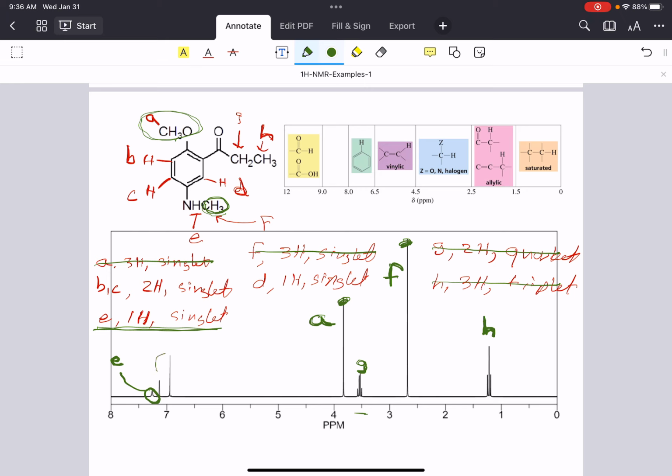The remaining signals in this region of 6.5 to 8 in the aromatic range, I can assign as B, C, and D. And we don't have to split hairs about which one is which, but I can recognize that because I have that series of signals in that 6.5 to 8 range, that corresponds to the benzene ring. So I can all together go through and assign each signal in the spectrum.